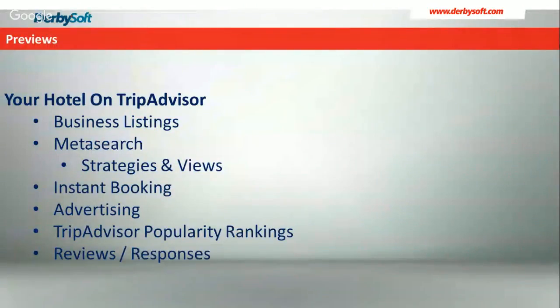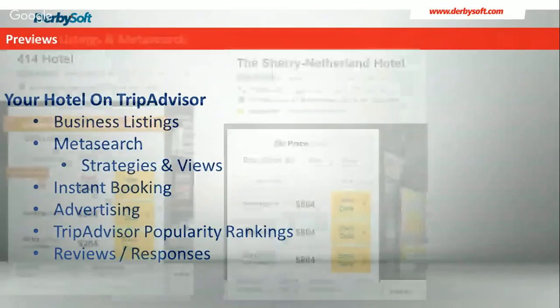So we'll look at business listings to start, talk about some of the advantages to those and what they look like, and some examples of where they are practical to be used. Of course, we will talk about Metasearch, the points of sale, the strategies and views that are associated with those. We will talk about instant booking and some of the pros and cons that go along with that, as well as TripAdvisor advertising, which has received a lot of press recently. Finally, talking about TripAdvisor popularity rankings, as well as the reviews and responses that go along with those, because they all play a part in this larger picture of your ecosystem, if you will, on TripAdvisor.